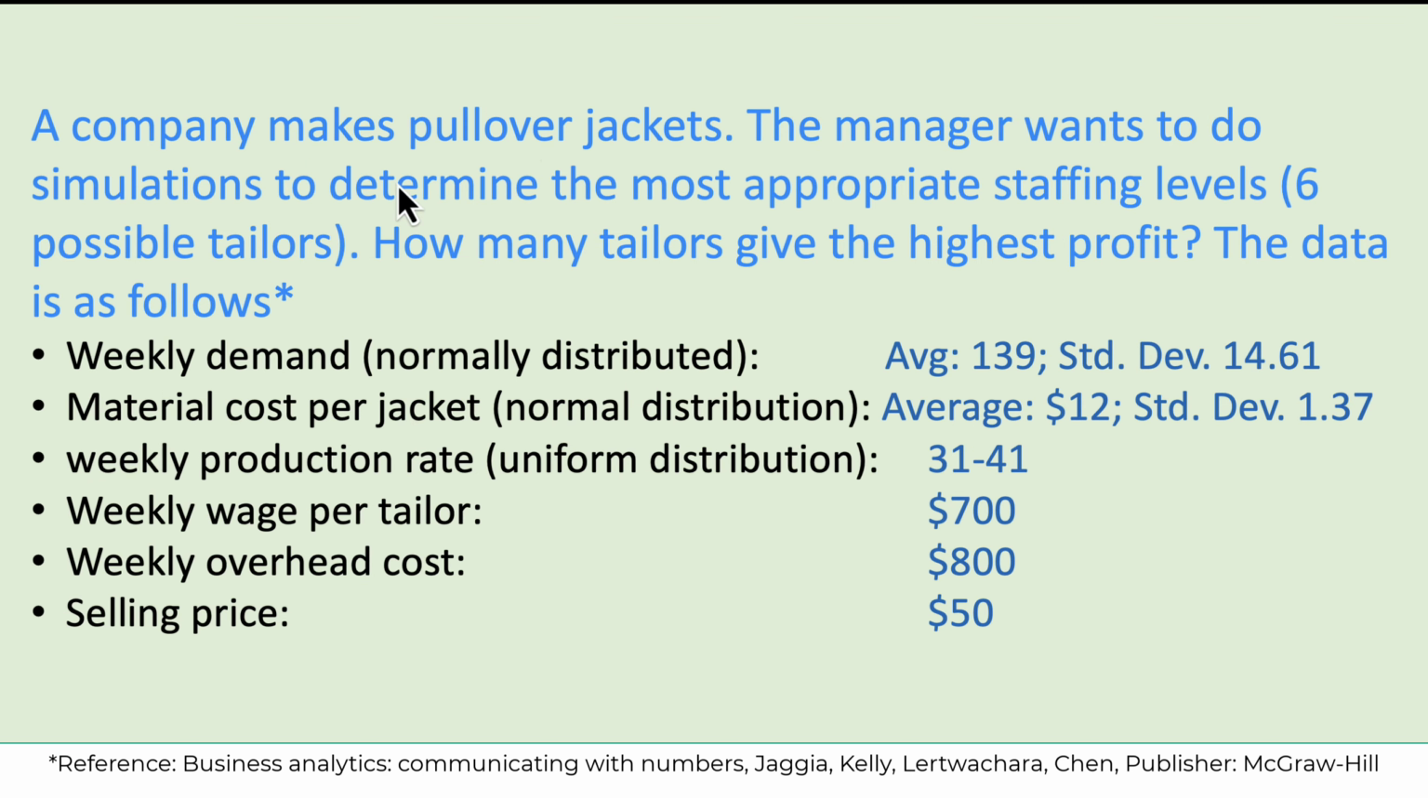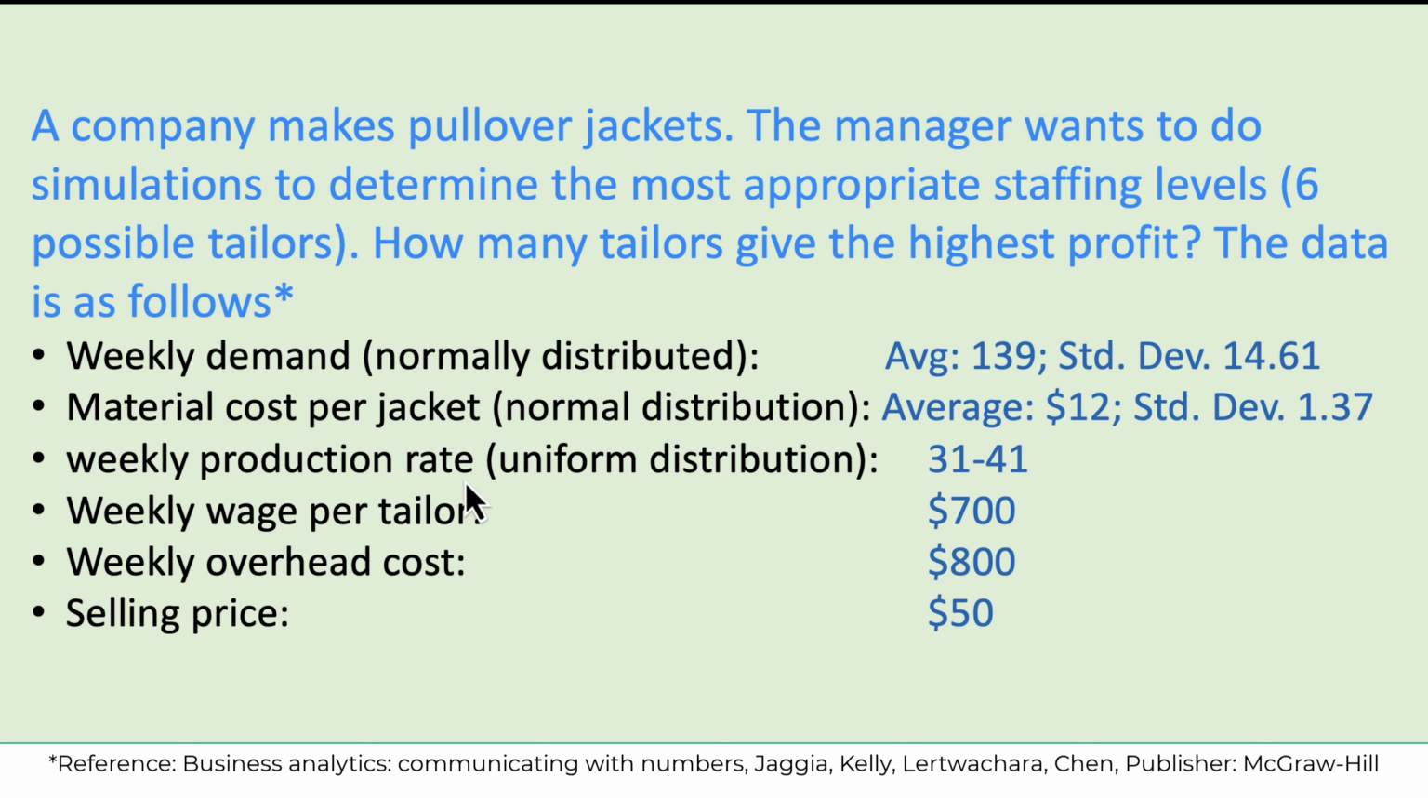The manager wants to do simulations to determine the most appropriate staffing level. So they have up to 6 tailors and they want to determine how many tailors would maximize profit. Demand is normally distributed. Average is 139 for demand and standard deviation is 14.61. Material cost is also normally distributed, whereby average is $12 and standard deviation is 1.37.